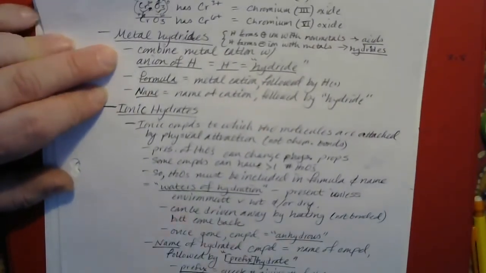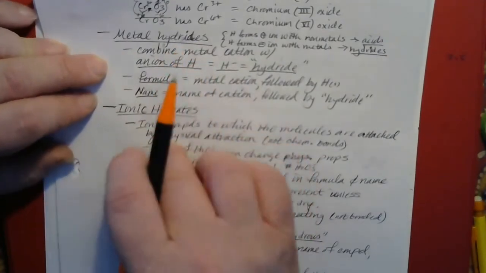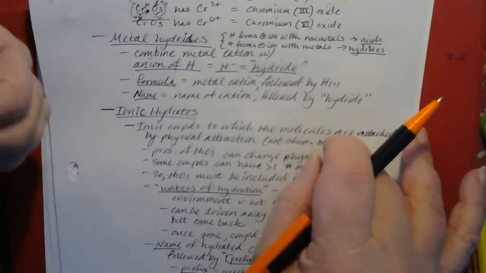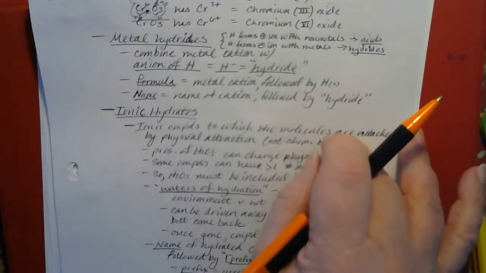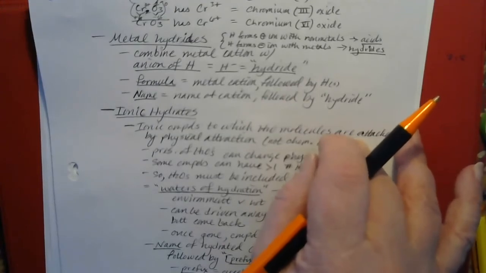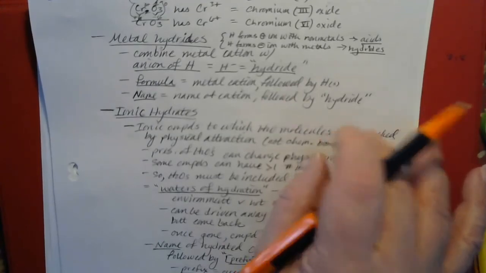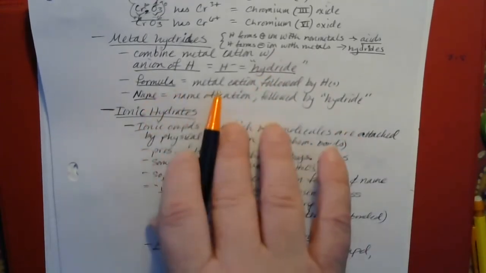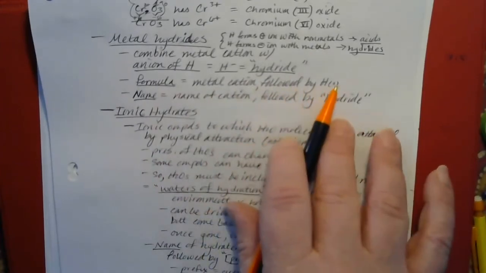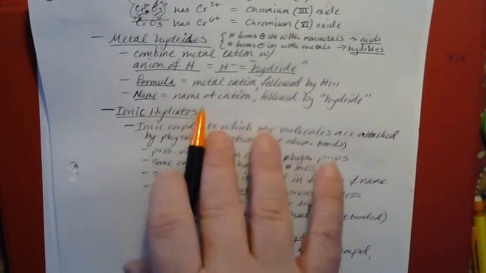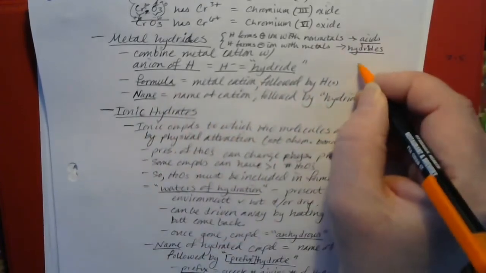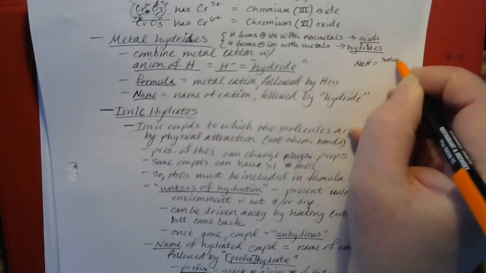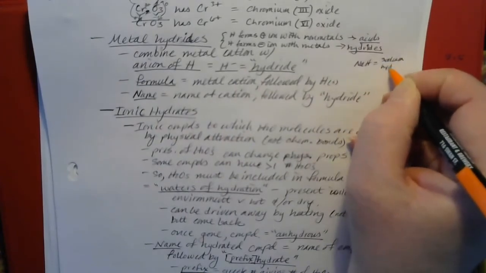Some ionic compounds are known as hydrides. That is, when a metal combines with hydrogen, the hydrogen actually has a negative charge and the metal will have the positive charge. And the name of the compound is simply the name of the metal ion followed by the word hydride. So the formula would be the metal cation followed by H or H's, depending on how many it takes. The name is just the name of the cation followed by hydride. So NaH would be sodium hydride.